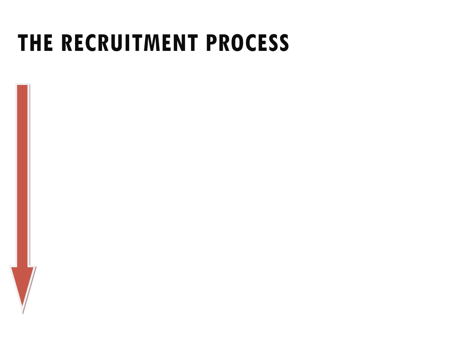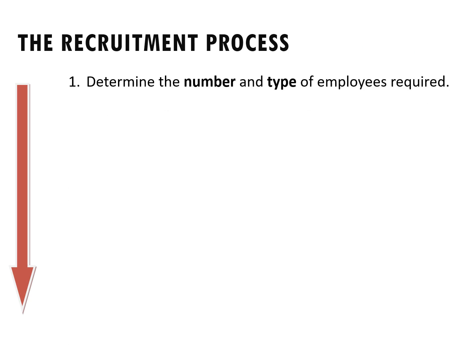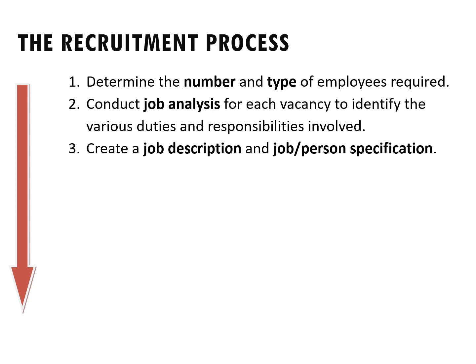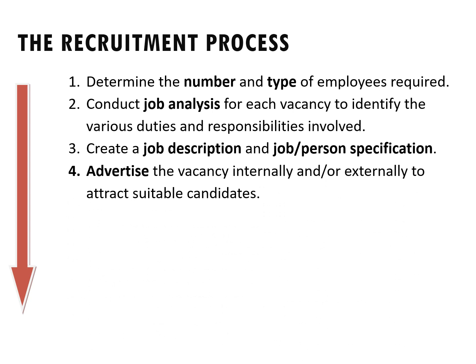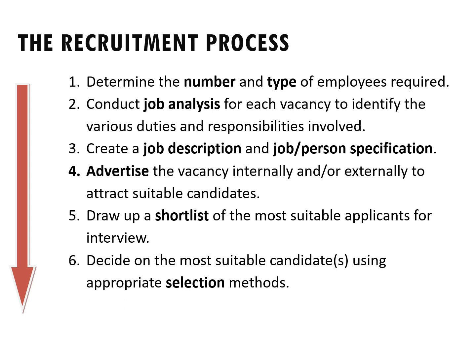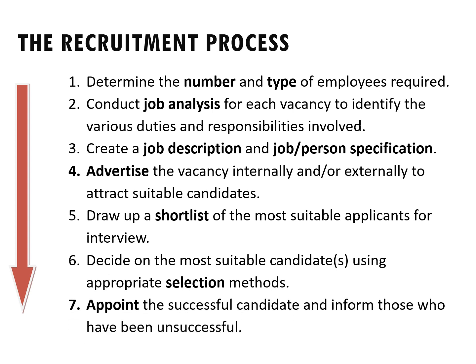Let's bring it up and then identify some key points. So first of all, we need to look at the number and type of employees that we need. Then we need to analyze the jobs. What does the job entail? And what sort of people do we need to fill it? And we do that by creating a job description and a person specification. We advertise internally or externally. We draw up a shortlist. We then select. And then once we've done that, we make an appointment. So this is the typical process through which we recruit staff.